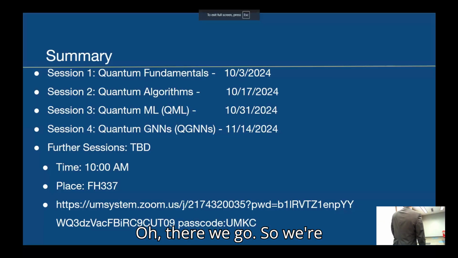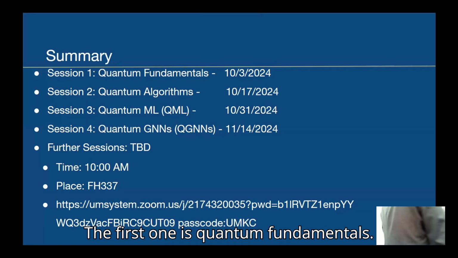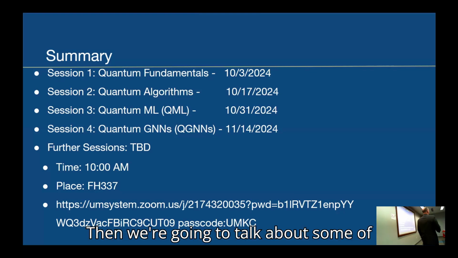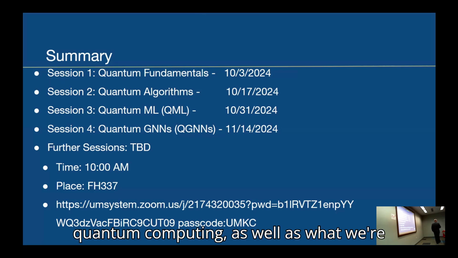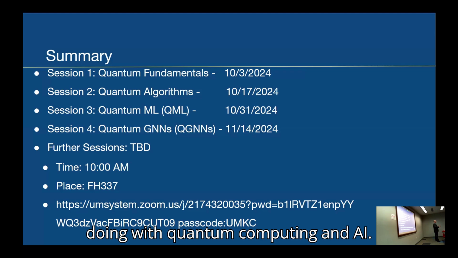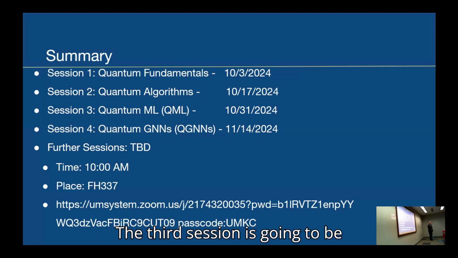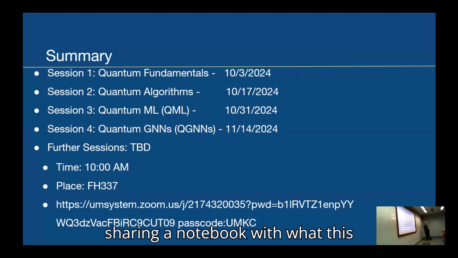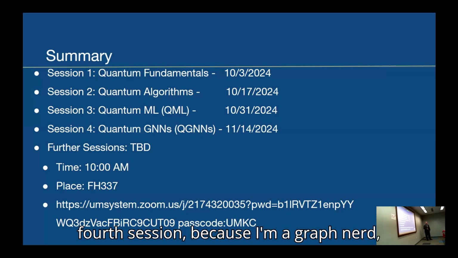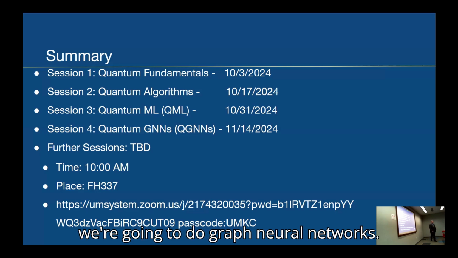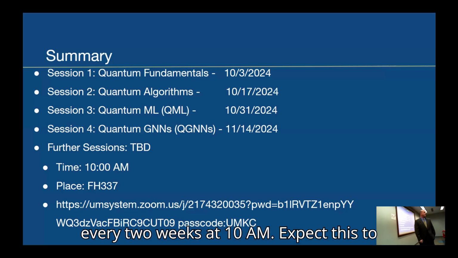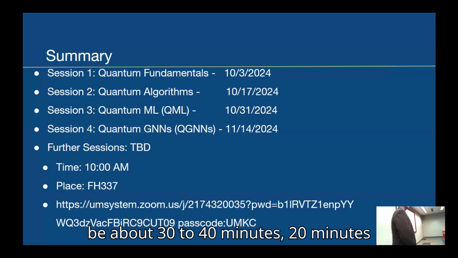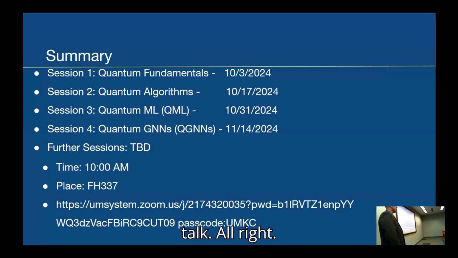Okay. There we go. So we're going to have 4 sessions right now. The first one's just going to be quantum fundamentals. Then we're going to talk about some of the key algorithms behind quantum computing, as well as what we're doing with quantum computing and AI. The third session is going to be primarily focused on quantum ML and what that looks like. That's where I'll be sharing a Jupyter notebook with what this material looks like. And then for the 4th session, because I'm a graph nerd, we're going to do graph neural networks. All right. So far, we're scheduled every 2 weeks at 10 a.m. Expect this to be about 30 to 40 minutes, 20 minutes of that I'll lecture, and then we'll just talk.